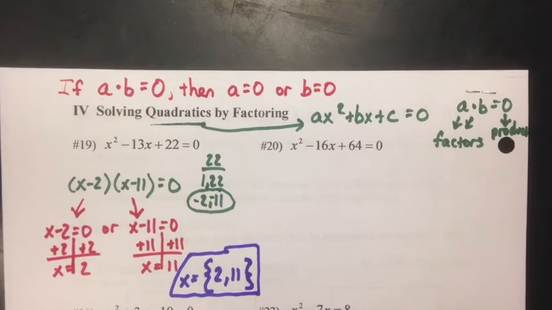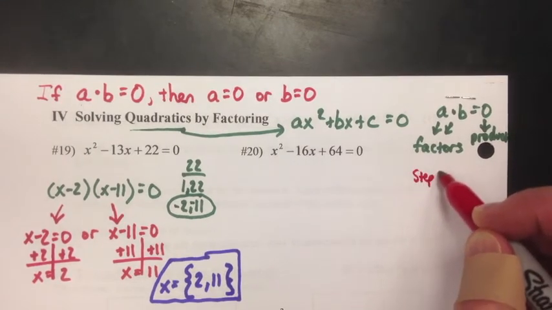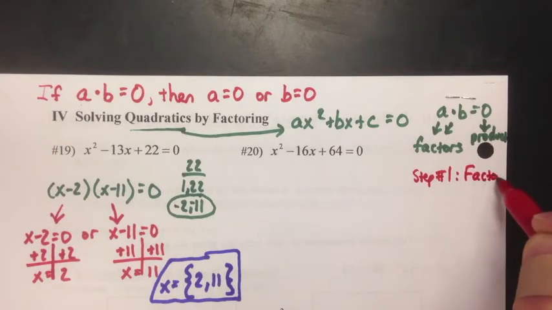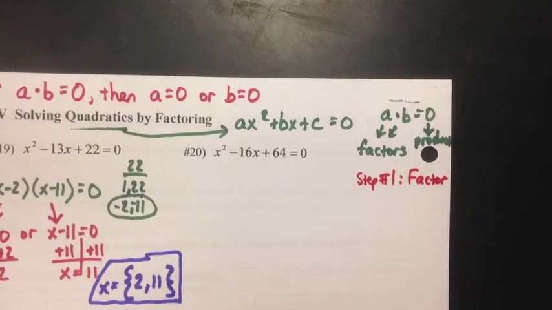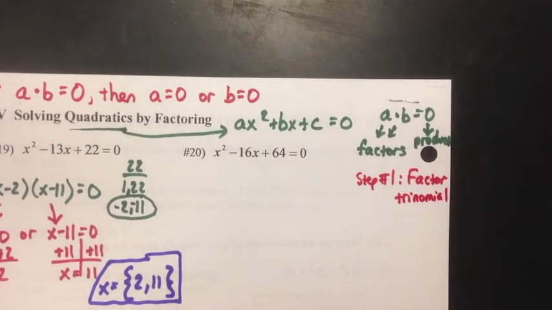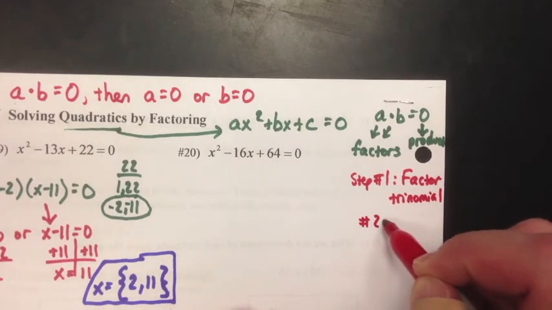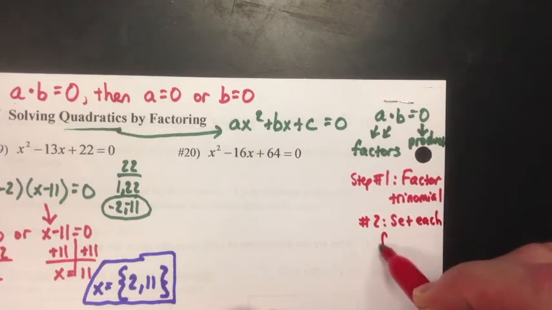All right, so what's the process that we're doing here? Well, step number 1, I'm going to write it on the side. Step number 1, factor. Step number 1 is you factor your trinomial. Factor trinomial. Step number 2, set each factor equal to 0.